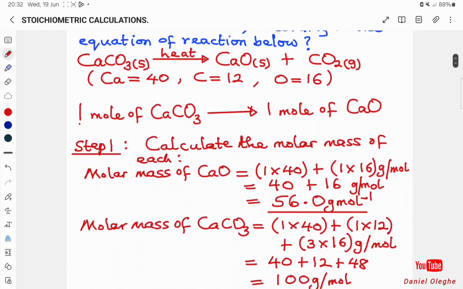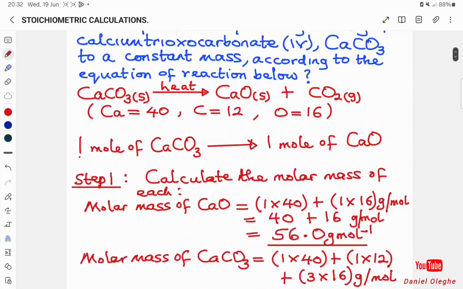So, like I said, start from the equation. From the equation, relate them mole to mole. 1 mole of calcium carbonate heated will produce 1 mole of calcium oxide. Don't forget, those are the two substances that your attention is based on.